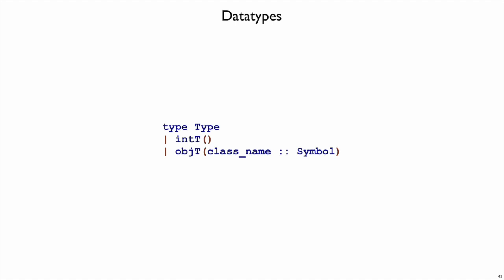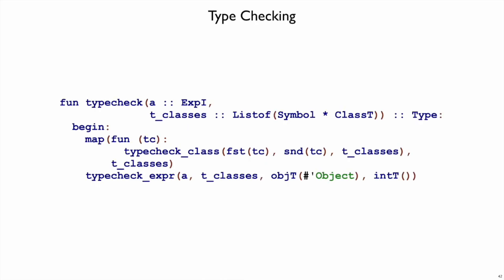We do need a new data type for types. So a type is either an integer type or an object type. If it's an object type, then it instantiates a particular class. So we have a class name inside of an obj. Right? So only two kinds of types, integers and objects.